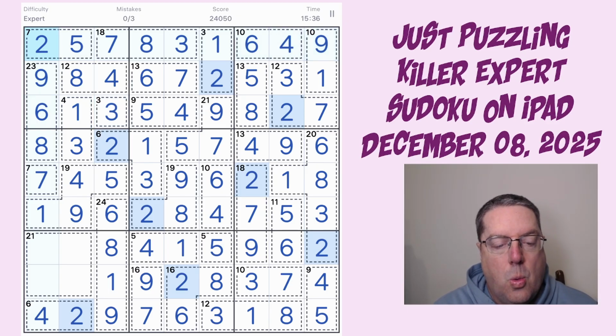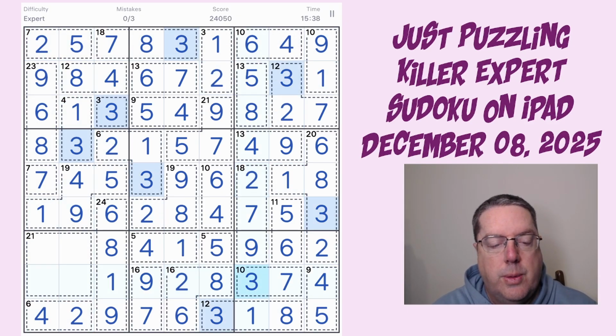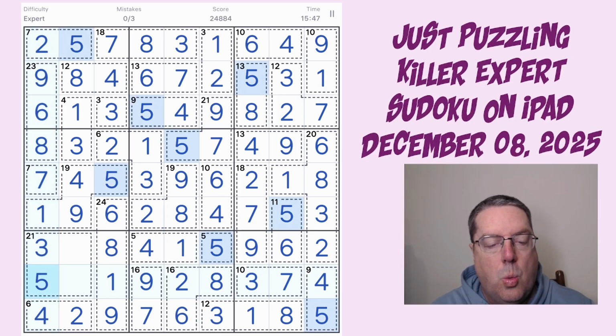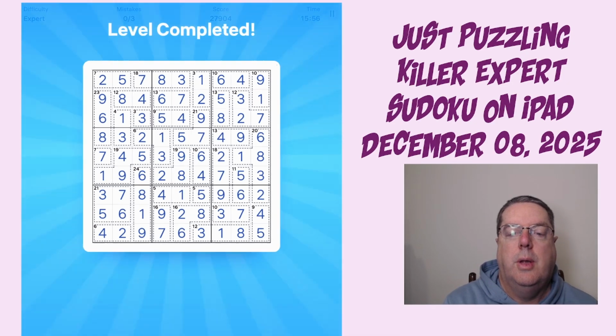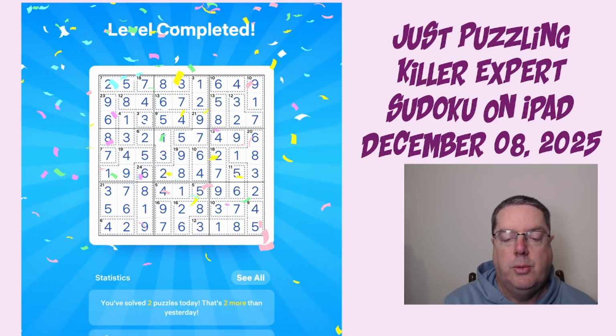Alright, so 1, 2, 3, and 3, so that's a 3 there. 1, 2, 3, 4, 5. 1, 2, 3, 4, 5, 6, leaving that to be the 7. Alright, so there's another Killer Sudoku puzzle done.